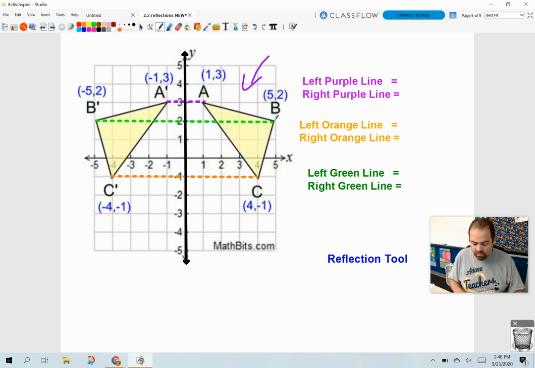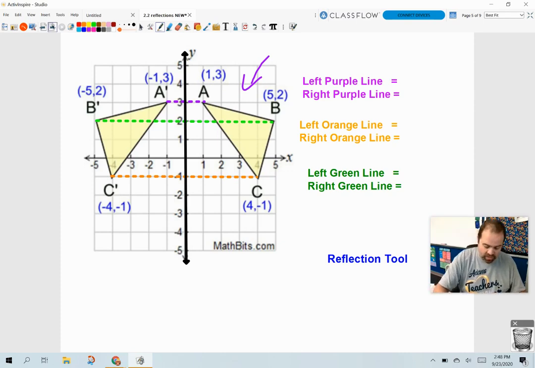If I do the same thing with B and with C, I get this reversed copy. So B is 5 units away on the right, so my green line on the left is 5 units away to get B prime. And then C is 4 units away on the right, so its copy is 4 units away on the left. So if you can basically count the distance your point is from the axis you're flipping it over, these aren't too bad to do.